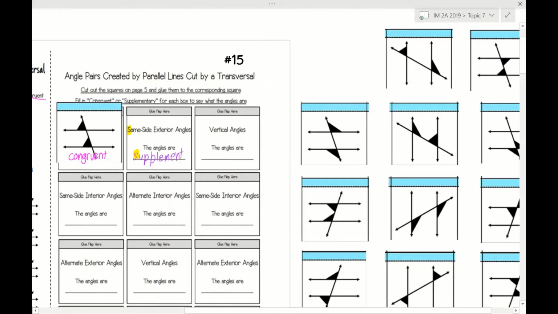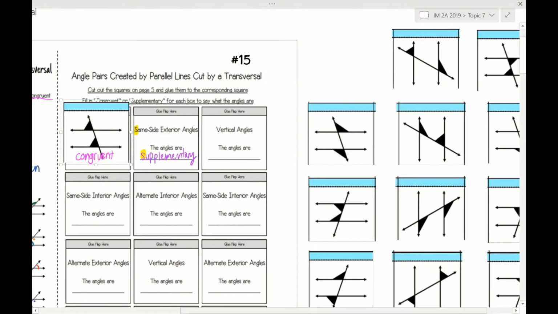Oh my gosh, supplementary. I might abbreviate after this. Oh, it looks like this isn't gonna work. So every time I write, it brings that to the forefront. So same side exterior angles.